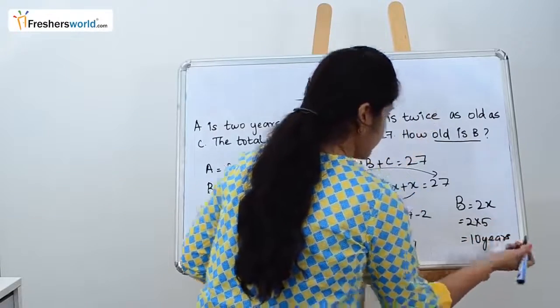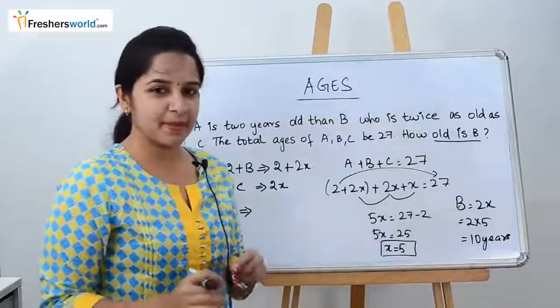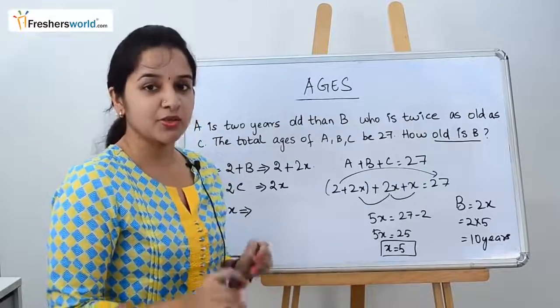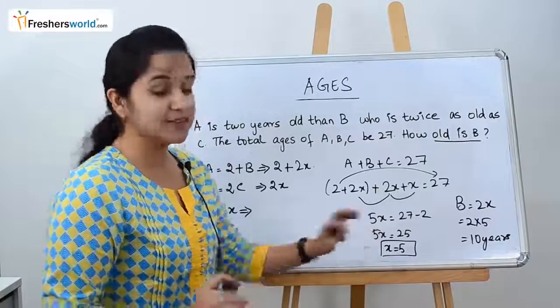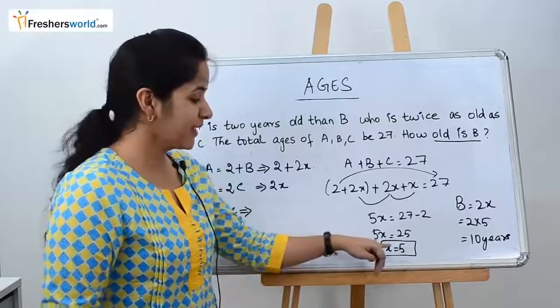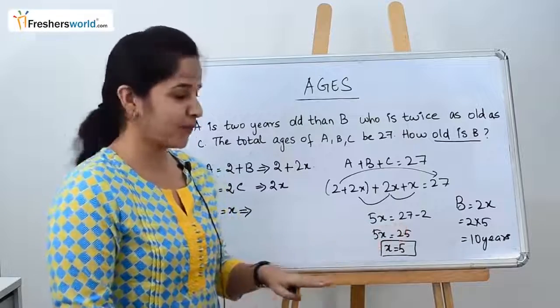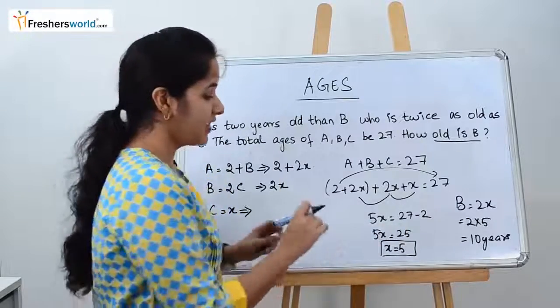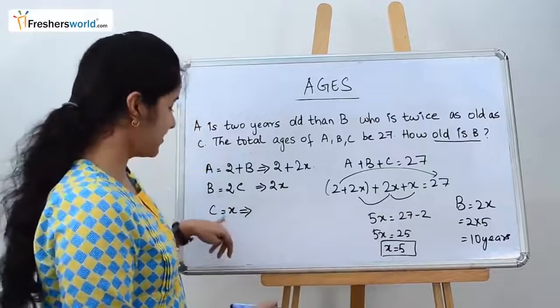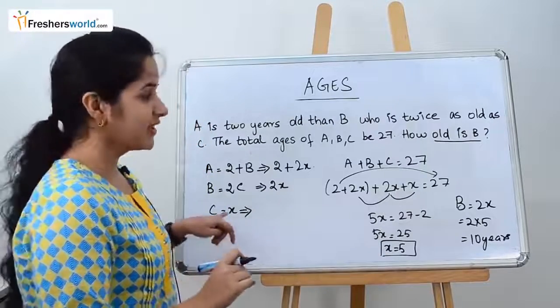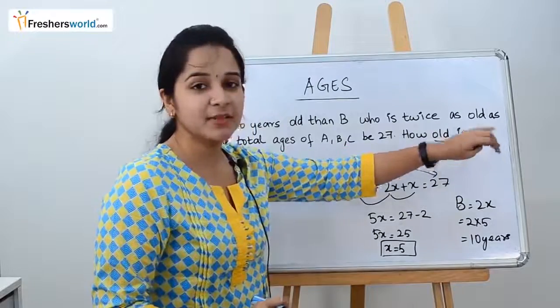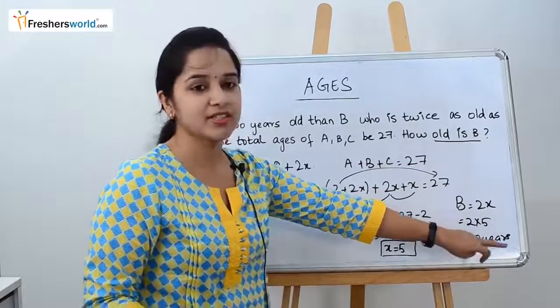So the common mistake people make here is that you will find the x. You will also have the answer as 5 in your options. So you'll automatically click 5 and then finish off the question. But read the question again. Are they asking for the x variable? X is nothing but C here. They are not asking for C's age. They are asking for B's age. B is nothing but 2x, and that's why we get to know that it's 10 years.